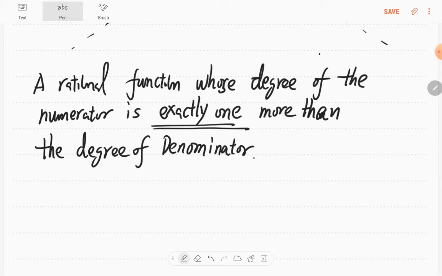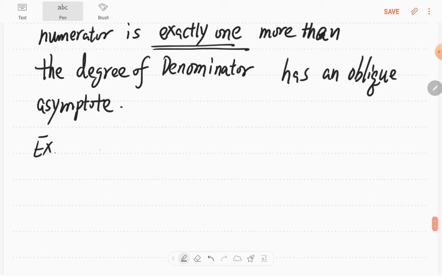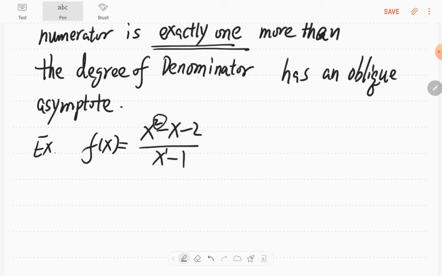For this kind of case, this kind of function has an oblique asymptote. For example, we have this one: x squared minus x minus 2 over x minus 1. You can see here the degree is 2, here the degree is 1, so exactly 1 more.